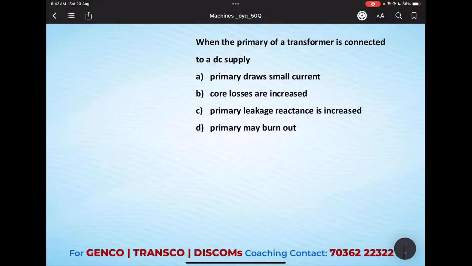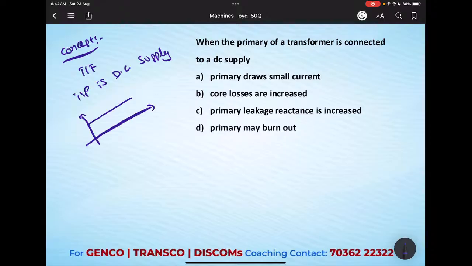The next question is, when the primary of a transformer is connected to DC supply. What they are asking is, the input you are going to give to the transformer is DC supply. What is going to happen? First, we know that DC supply is a constant voltage irrespective of time. It won't vary with time. This is the first parameter. And frequency for DC supply is equal to 0 Hz. These are the properties of DC supply.